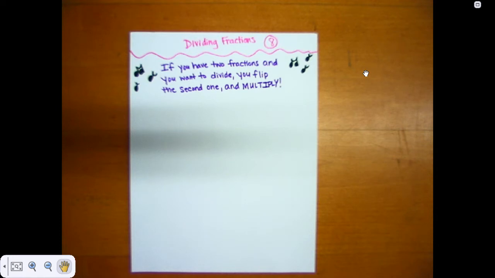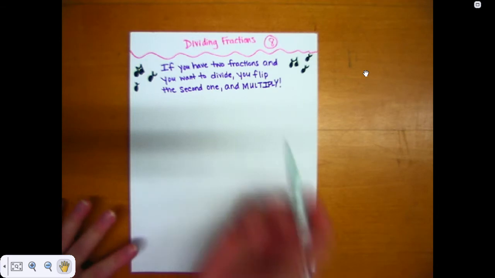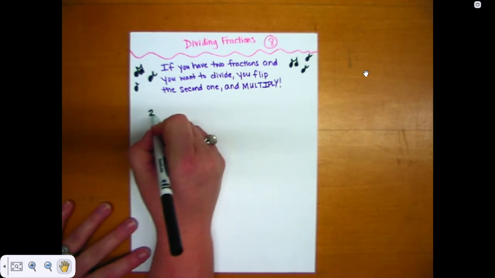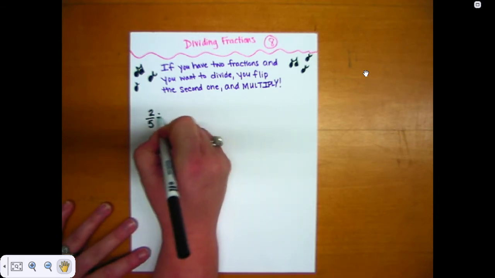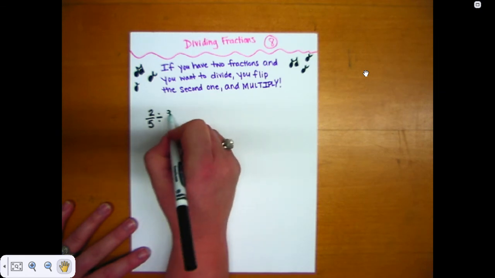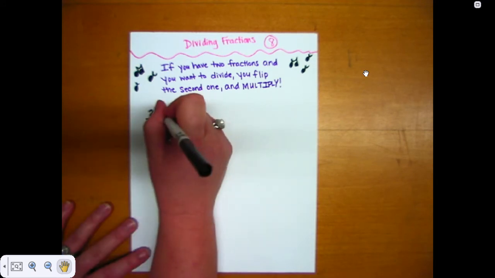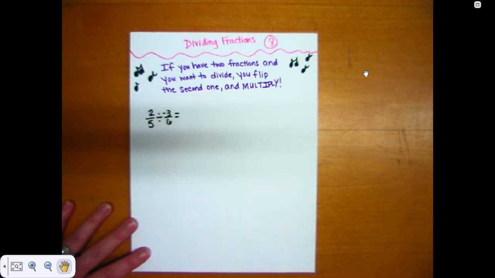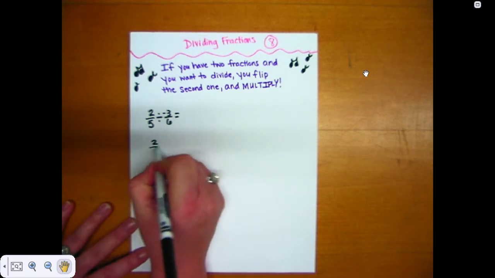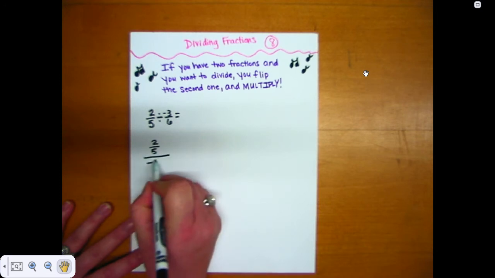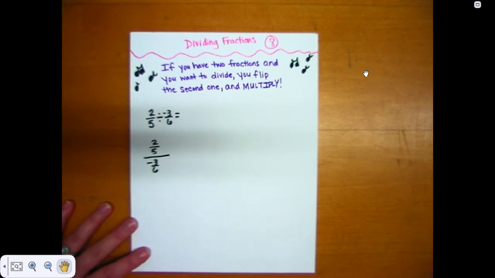Now remember that we have positive and negative numbers, so we still have to check those signs. So let's show first how we might be able to show that we're dividing fractions. So if we have 2/5, we could write it like this, divided by 3/6, and that would mean we're dividing. Let's make that 3/6 negative. 2/5 divided by 3/6 could look like this. That means dividing.